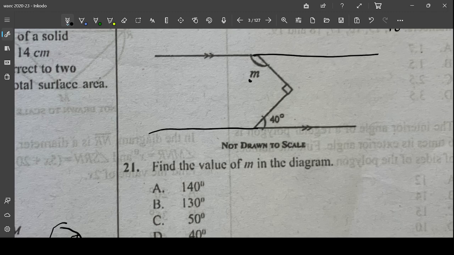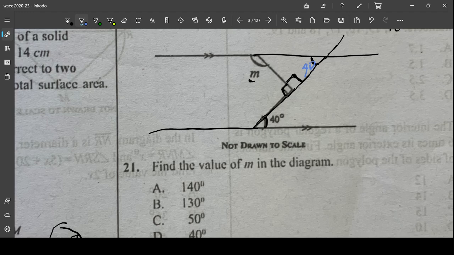I'm looking for this angle m. I can as well extend this line that cuts across them. Since this one is a right-angled triangle, it means this side is also a right-angled triangle. And if we look at this line, you see it cuts across two parallel lines. So the angle formed here is going to be alternate to the angle formed this way. Alternate angles are equal. So this place is going to be 40 degrees.